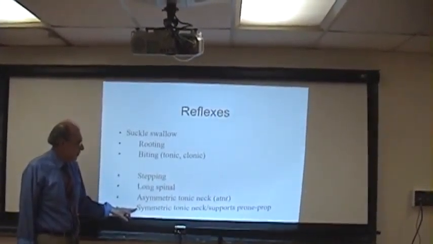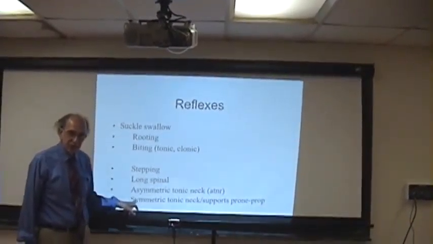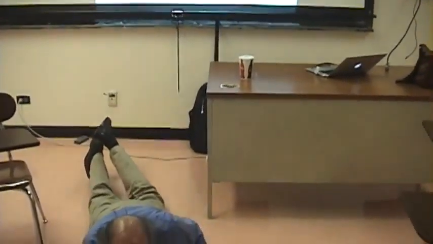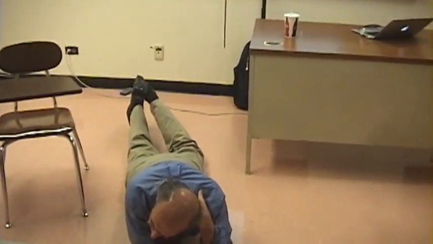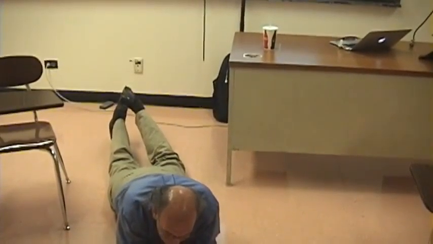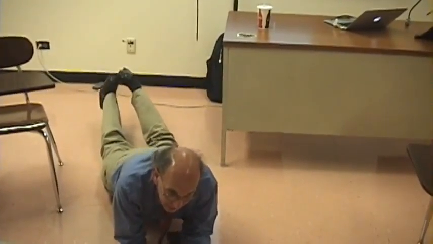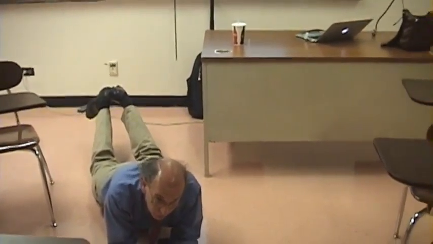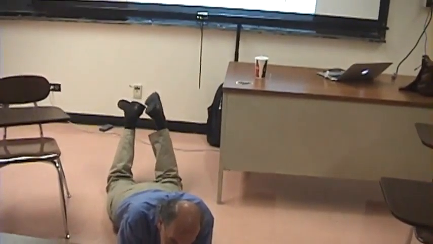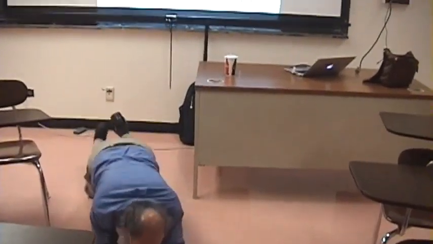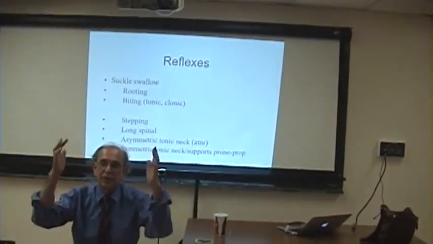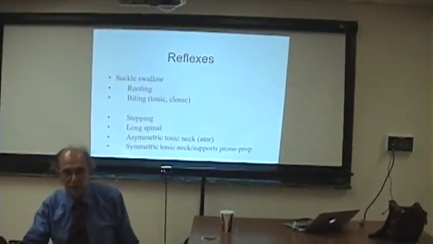The other is the symmetric tonic neck reflex, and that is in prone. There's extension through the head and neck, shoulders and spine, and arms, so that you get prone prop, and the legs are flexed. And that is the symmetric tonic neck reflex. That comes in closer to 4 to 6 months and supports a symmetric child, which occurs at about 6 months.